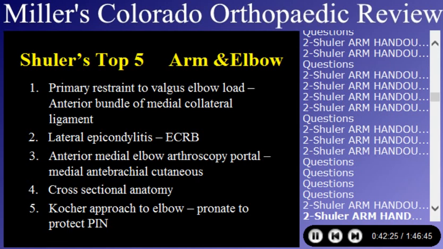Top 5, arm and elbow. Primary restraint to valgus elbow load, anterior bundle, medial collateral ligament. Okay. Lateral epicondylitis, extensor carpi radialis brevis. Anterior medial arthroscopy portal, medial antebrachial cutaneous nerve. Always know cross-sectional anatomy and review that. Kocher approach to elbow, you pronate to protect the PIN.